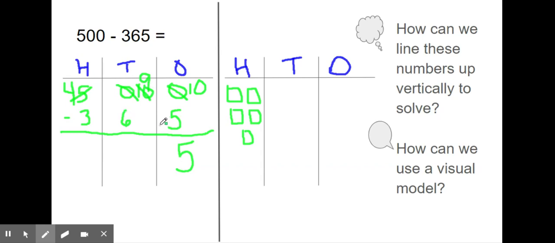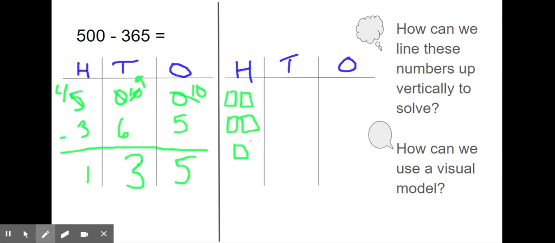9 take away 6 is 3. And 4 take away 3 is 1. Okay, now let me work on my visual model. So I have to take away 5 ones. I don't have 5 ones yet.